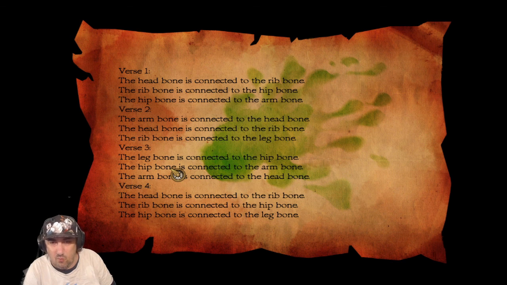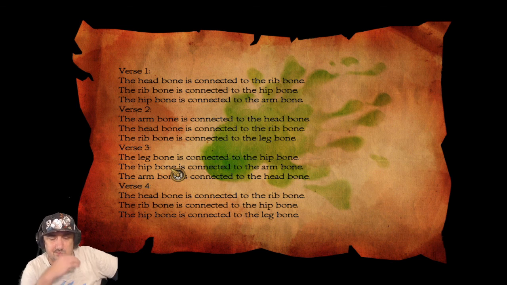So verse 1. Hip bone is connected to the arm bone. That's not right. Arm bone is connected to the head. No. The leg bone is connected to the hip bone. Yes. The hip bone is connected to the arm bone. Head bone is connected to the rib bone. Yes. So yeah, we ignored the last lines in each verse.